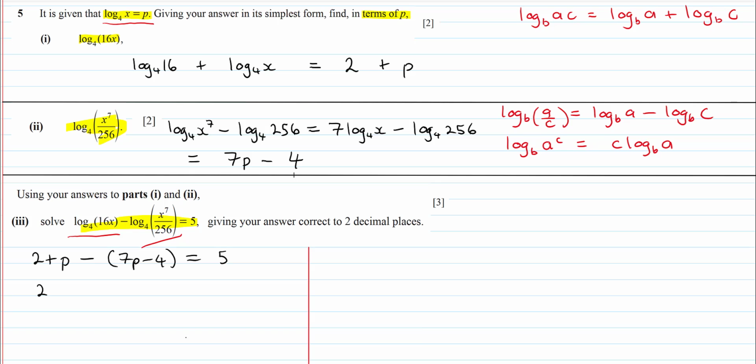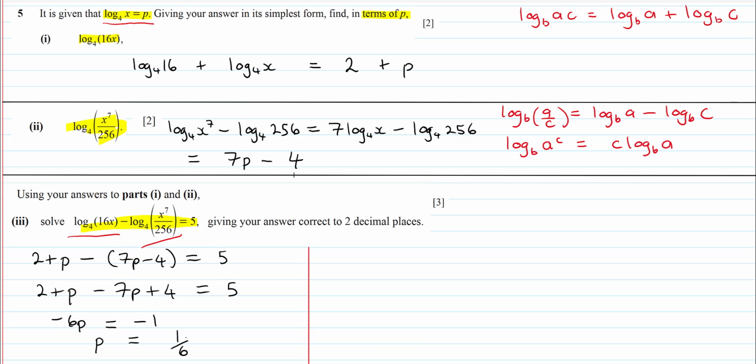Simplifying this out a bit, we get 2 plus p minus 7p plus 4 is equal to 5. Gathering the p's together, p minus 7p is minus 6p, and 2 plus 4 is equal to 6. Taking 6 off both sides, on the right hand side 5 minus 6 is negative 1. So minus 6p is equal to negative 1, and dividing both sides by negative 6, p is equal to negative 1 over negative 6. So therefore p is equal to 1 over 6.